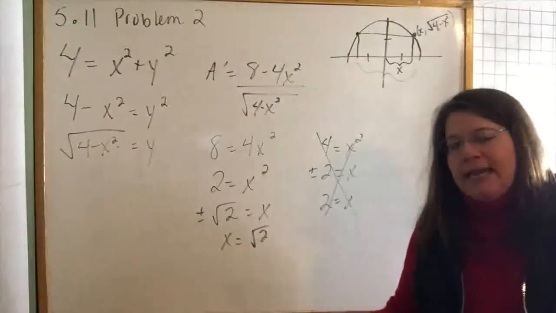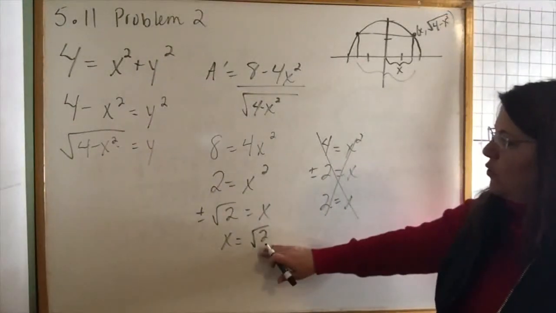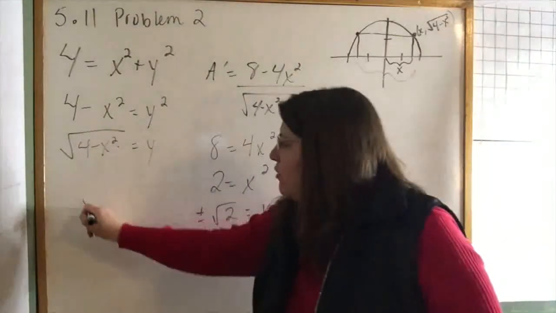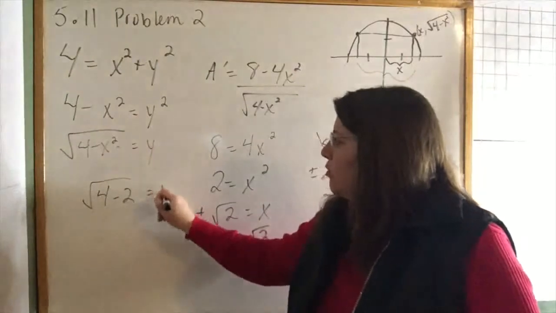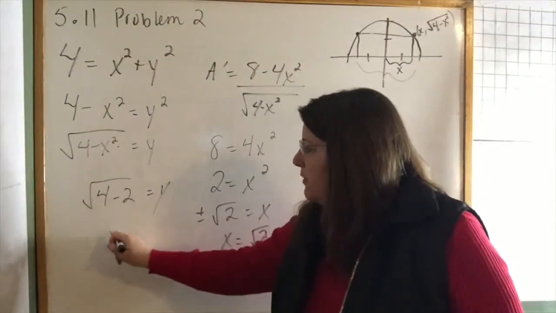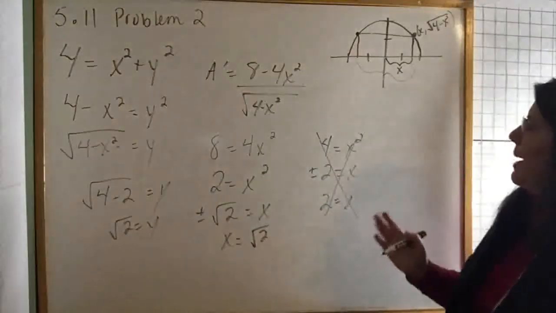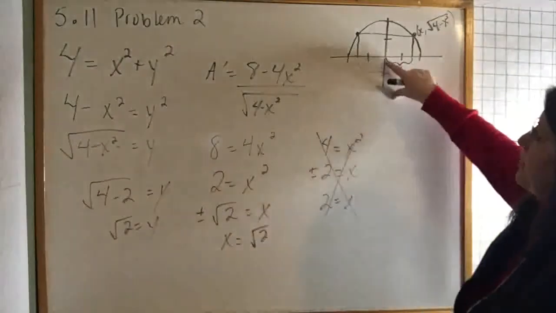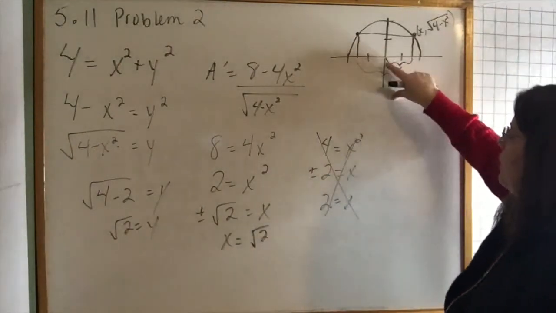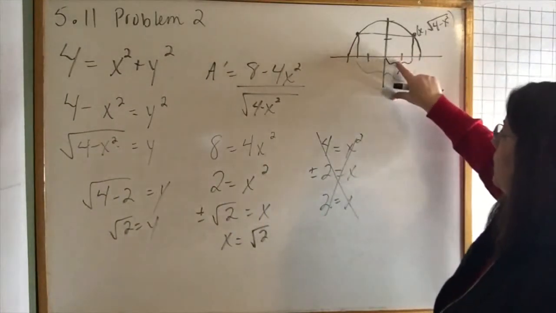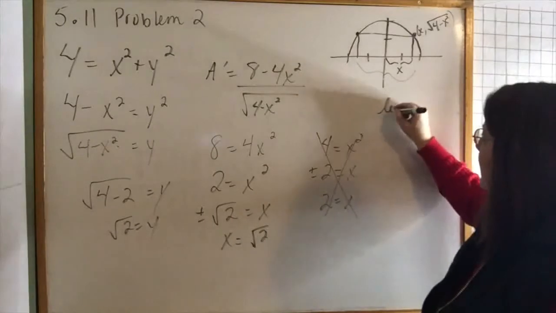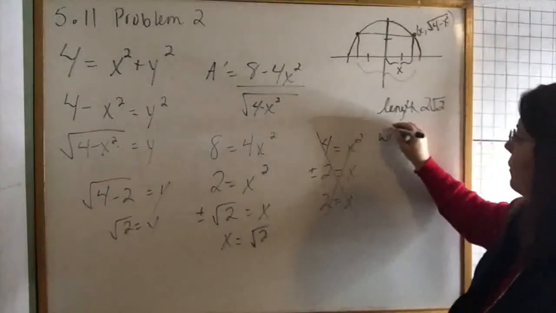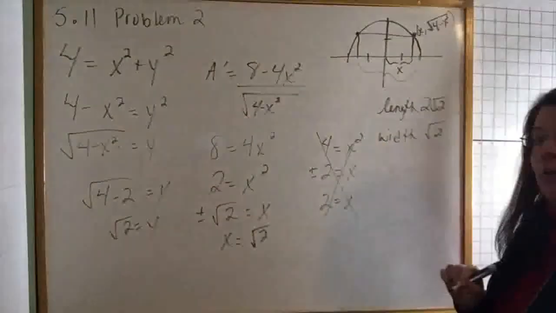They ask for the largest rectangle that could have these dimensions. So if x is the square root of 2, and I plug that back in to figure out what y is, I would have the square root of 4 minus 2 equals y. So that would be the square root of 2 for y. So my two dimensions would be, my x value is the square root of 2. So that, remember, is just half of this length. So that means I would have square root of 2 plus square root of 2. So my length would be 2 square root of 2. My width would be the square root of 2.